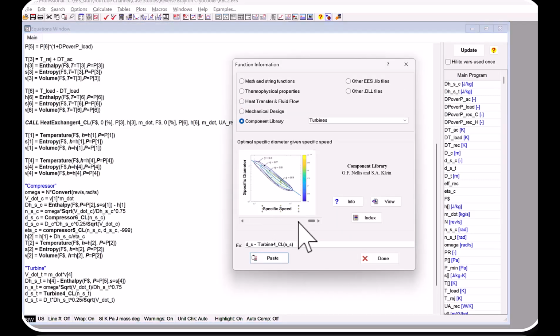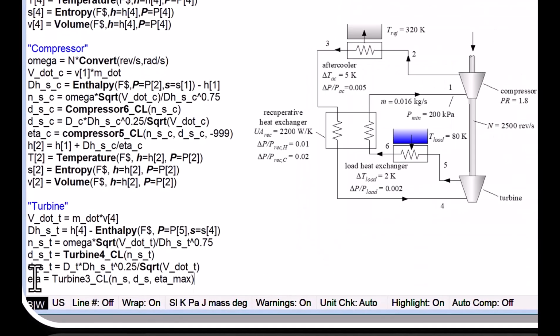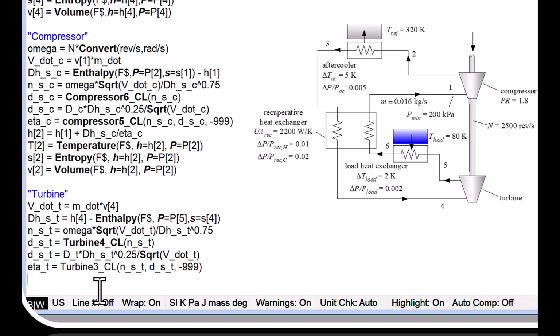Okay, and then we'll go ahead and get the efficiency under those conditions. So again, go back here and use the other function. So this is the one where I give it NS and DS, and if I want eta, so this is eta T, this is NST, DST, and again I'm going to not scale the Balje curves. I'll just put a negative number there.